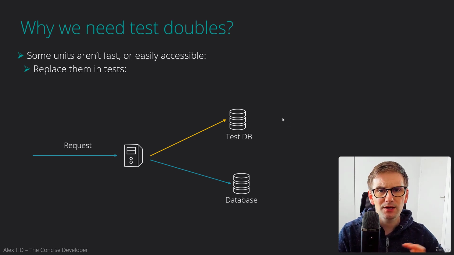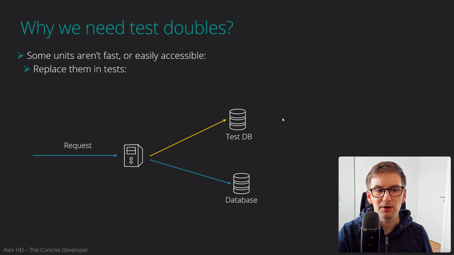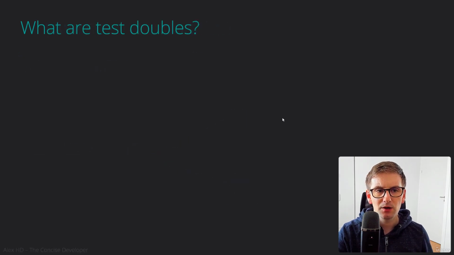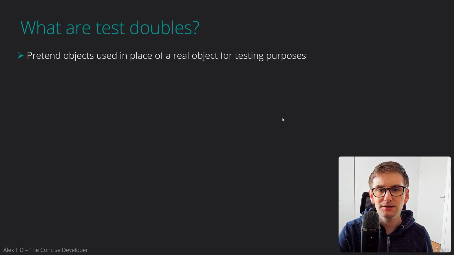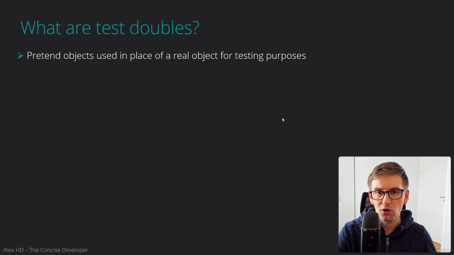And now we come to the point where we can give test double a meaning. Well, we can say that a test double is a pretend object used in place of a real object for testing purposes. Or even simpler, we can say that a test double is an object that we can control, that we put in the place of another object that we can't control.